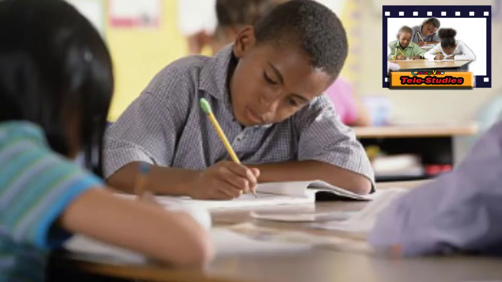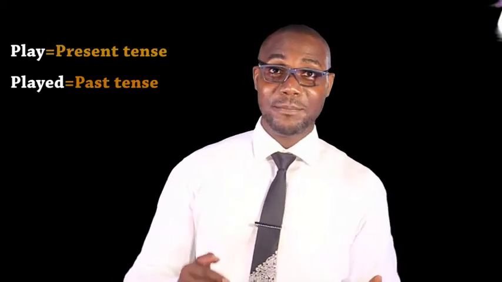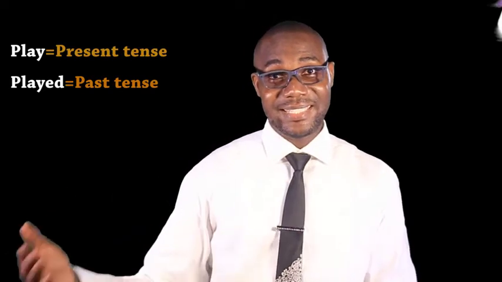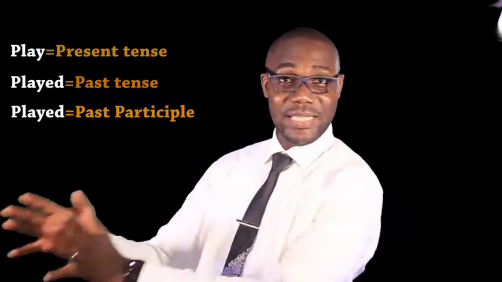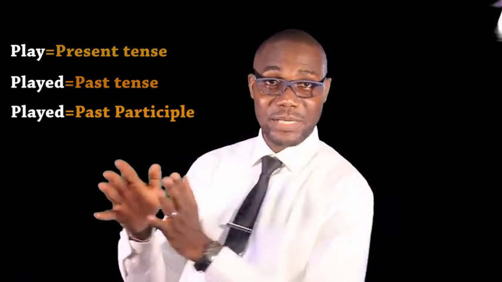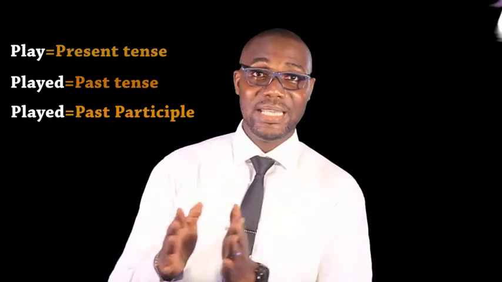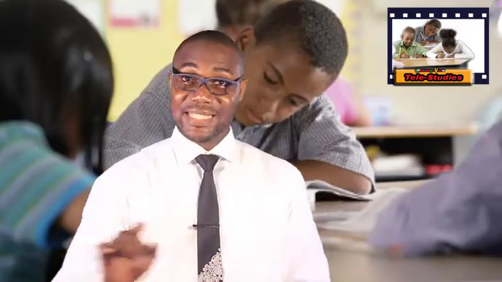So a good example of a regular verb is play. Now how do you form the past tense of play? You say played. You add ed. Then the past participle too is played. So play, played, played. Present tense, past tense, past participle. You add an ed, just that. So all verbs that follow that pattern are called regular verbs. Another good example will be watch. Watch, watched, watched. You add an ed.